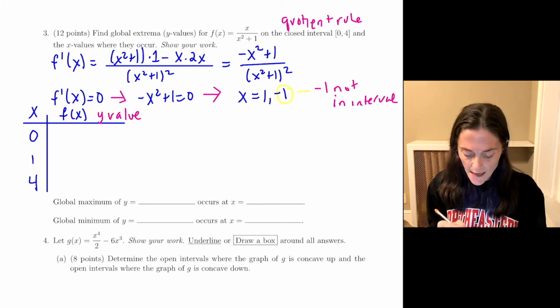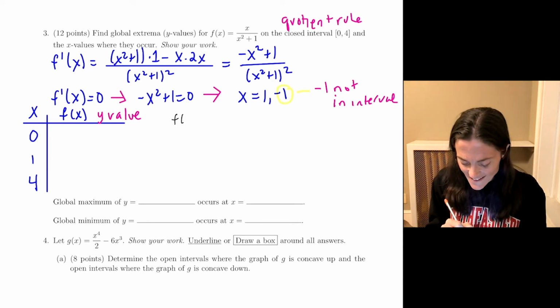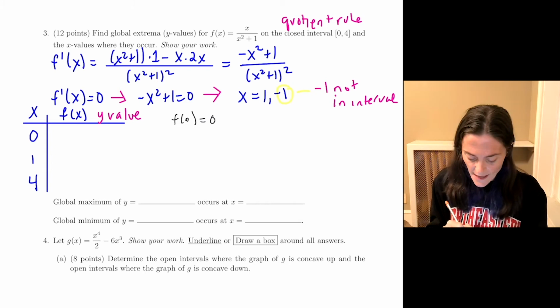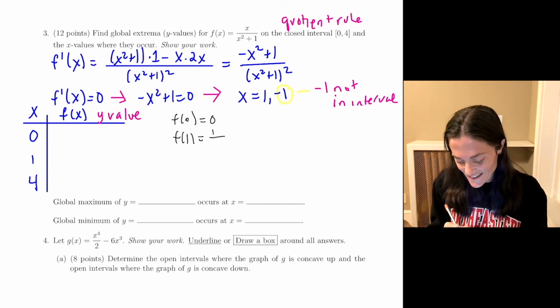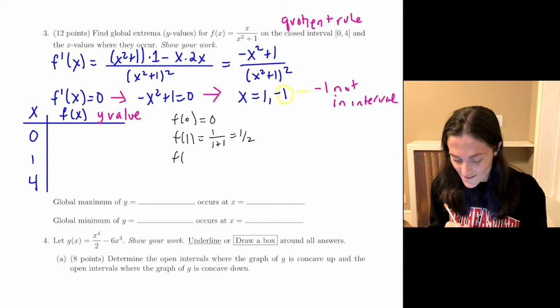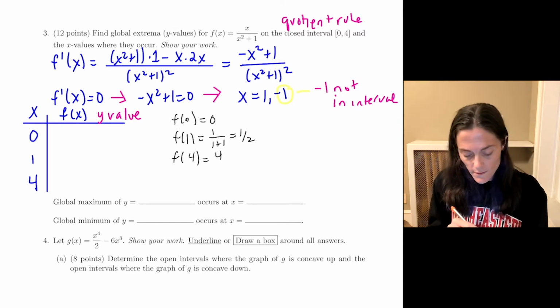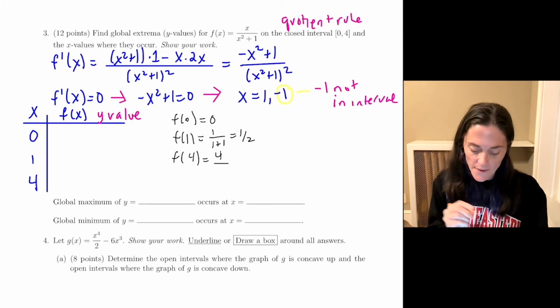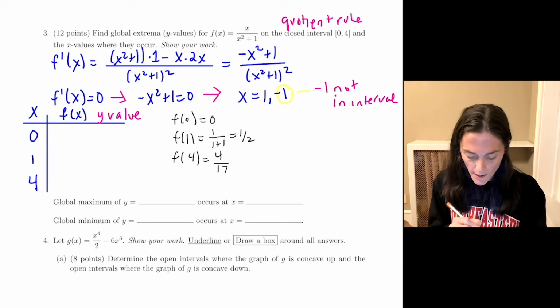So maybe to the side, I can evaluate my function. Well, f of 0, this is 0. And f of 1, you notice this is 1 over 1 plus 1, which is a half. And finally, f of 4, we have 4 divided by 16 plus 1, which is 4 over 17. So let's put that all here. We have 0, we have 1/2, and we have 4 over 17.